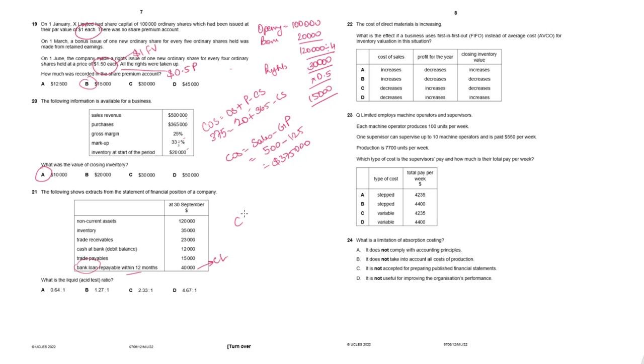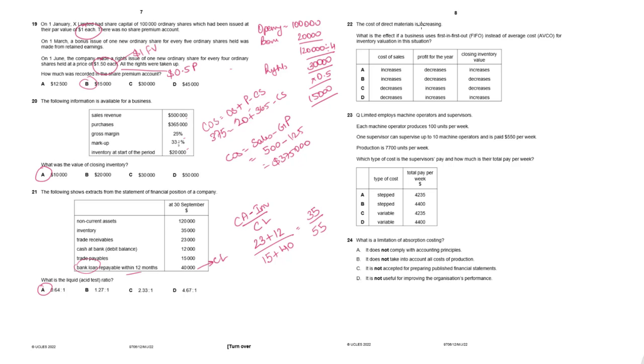Acid test ratio formula is take up all the current assets but don't include in that inventory, and then divide by all the current liabilities. So in our numerator, we are not going to take 35,000, we are going to take 23,000, we are going to take cash 12,000, we are going to take no other current asset. In the denominator we'll take all the current liabilities, which is trade payables 15,000 and the bank loan 40,000. So 35 divided by 55. So 0.64 is the answer to 21A.